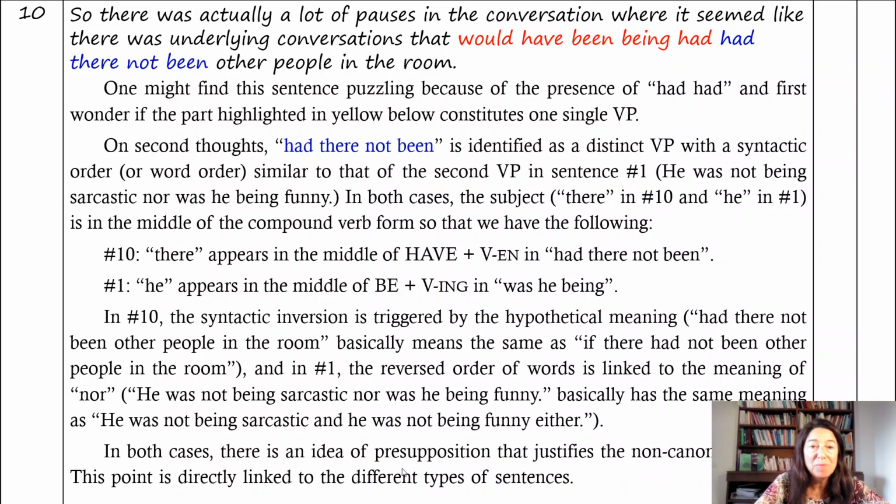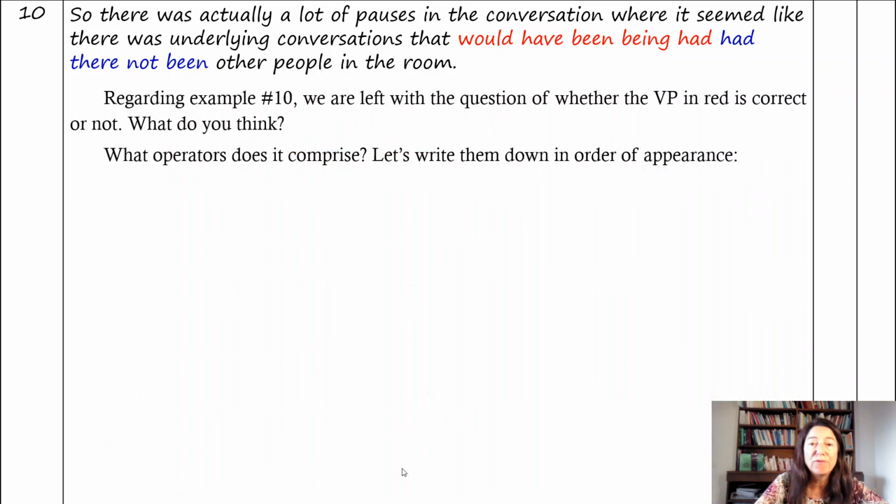How about the verb phrase in red here? Is it correct or not? What do you think? What operators does it comprise? Let's write them down. So again, pause the video and do it yourself. That's the best way to learn. And once you've done it, let's do it together.